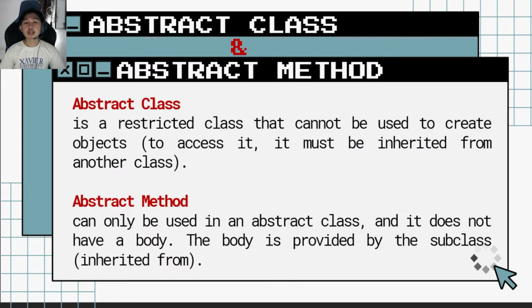Now let us define abstract class and abstract method. An abstract class is a restricted class that cannot be used to create objects. To access it, it must be inherited from another class, basically from the subclasses. An abstract method can only be used in an abstract class, and it does not have a body because the body is provided by the subclass inherited from. I'm just giving you the definition of what is abstraction, what is abstract class, what is abstract method, and you will not understand much of these terms unless I show a sample code.